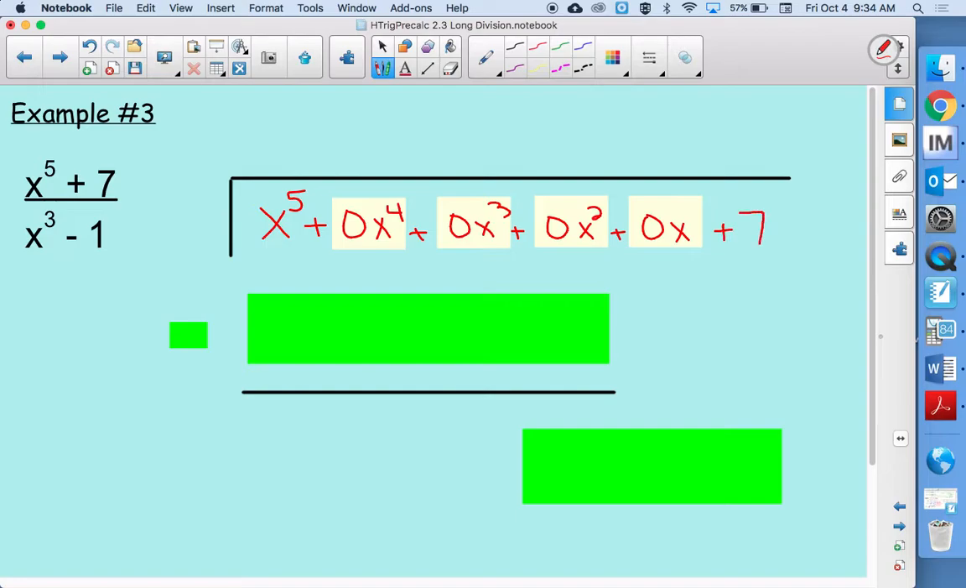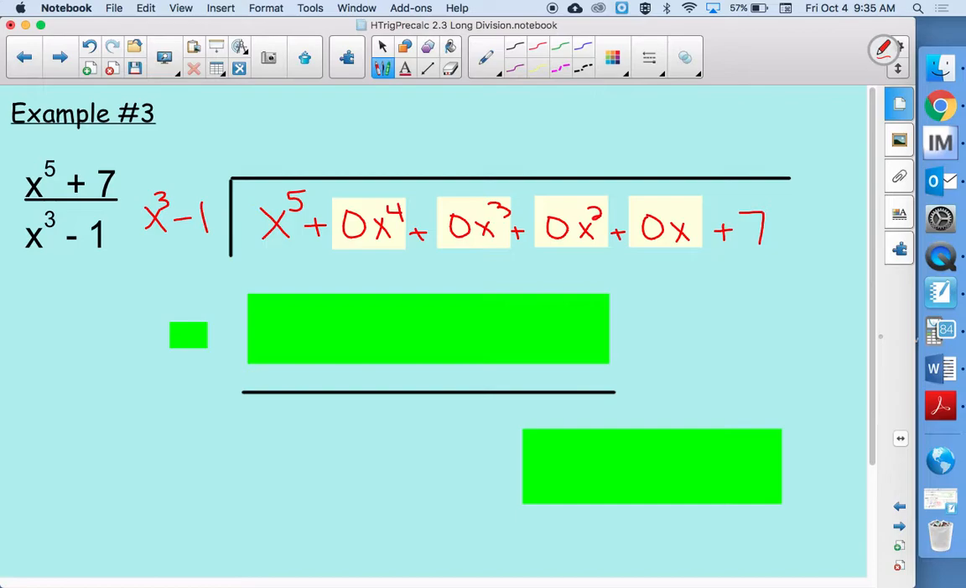So the reason we expand is because when we're subtracting or looking at our like terms, our like terms are following in place. Everything is lining up nicely. The x cubed minus 1 is our divisor. Whatever you're dividing by, when it's in fraction form, is always in the denominator, because you're taking x to the 5th plus 7 divided by x cubed minus 1. So now we only look at the x cubed, only look at the x to the 5th.